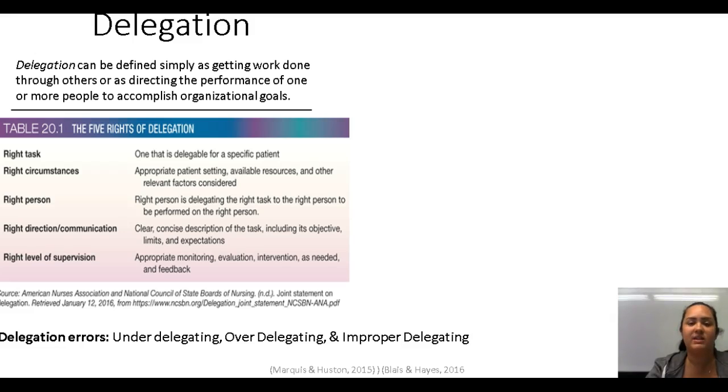And then the last one is improper delegation. So giving a task to a person that doesn't know how to do it, they are not the right person, it's not the right setting, or you're letting them do this task for the wrong reasons. And that is pretty much it for delegation.